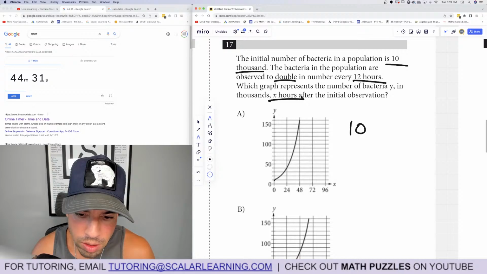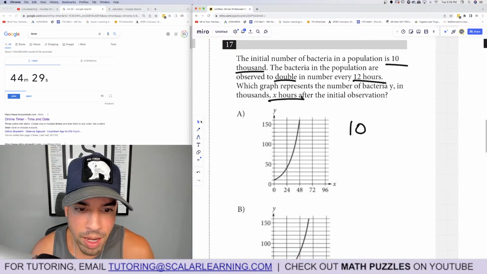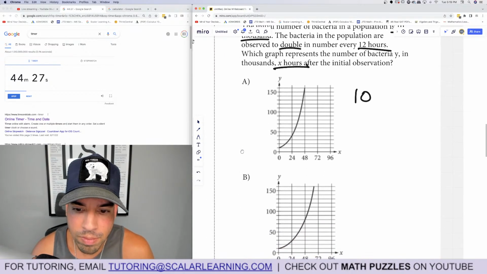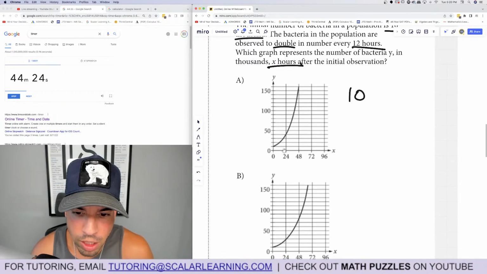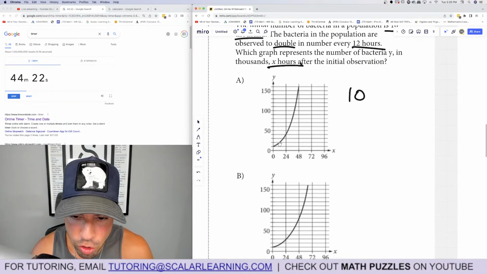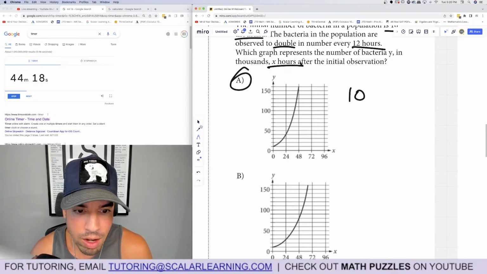So our initial value, 10, 20, 30, 40, 50. Okay, so initial value should be 10. And then at 12, it should be 12. This actually looks right. Look, 10. At 12 hours, it's 20. At 24 hours, it's 40. It's got to be A because this is in thousands.